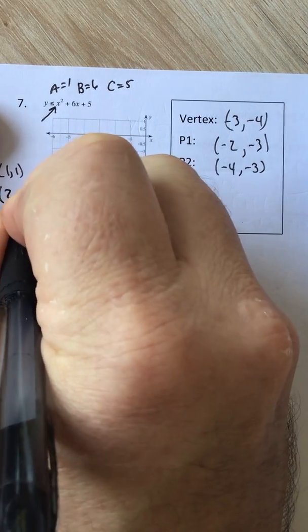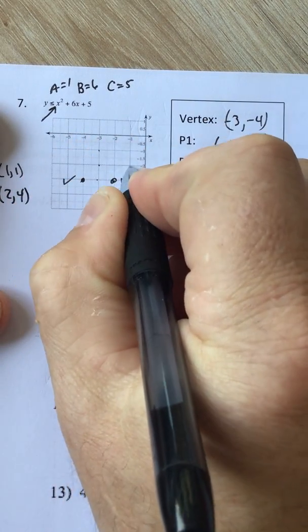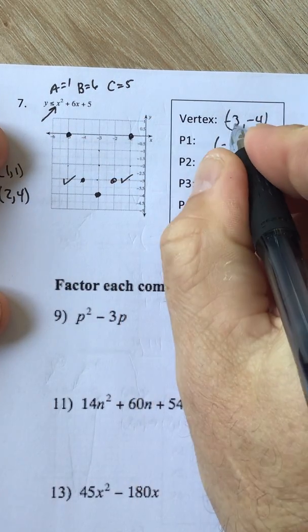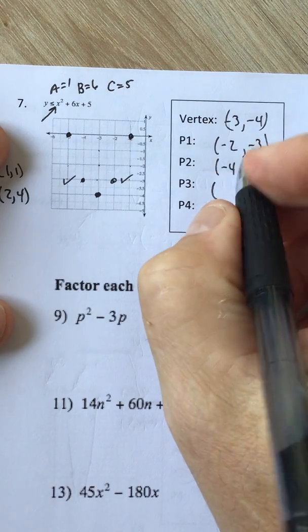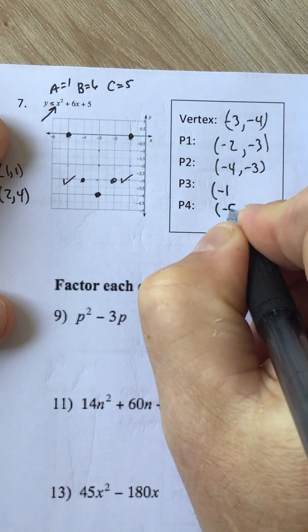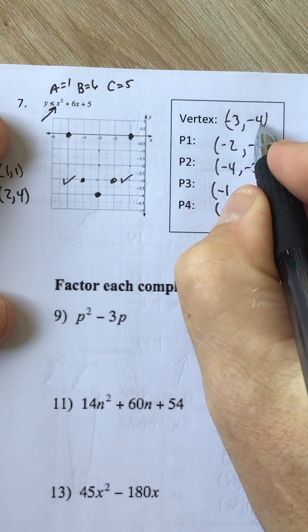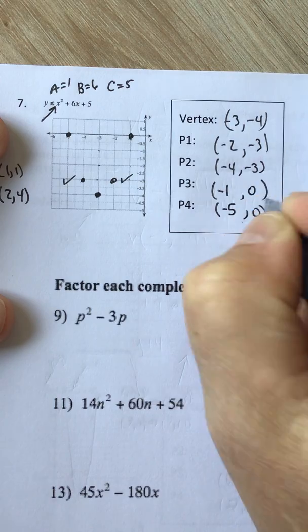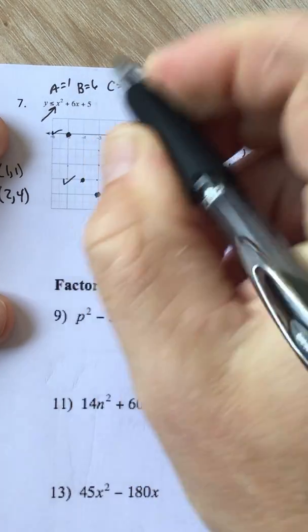Then I'll go over 2, up 4, so 1, 2, 1, 2, 3, 4, 1, 2, 1, 2, 3, 4. So from the negative 3, add 2 is negative 1, negative 3 minus 2 is negative 5, then we went up 4, so negative 4 up 4 puts those at 0, which is, sure enough, where they are.